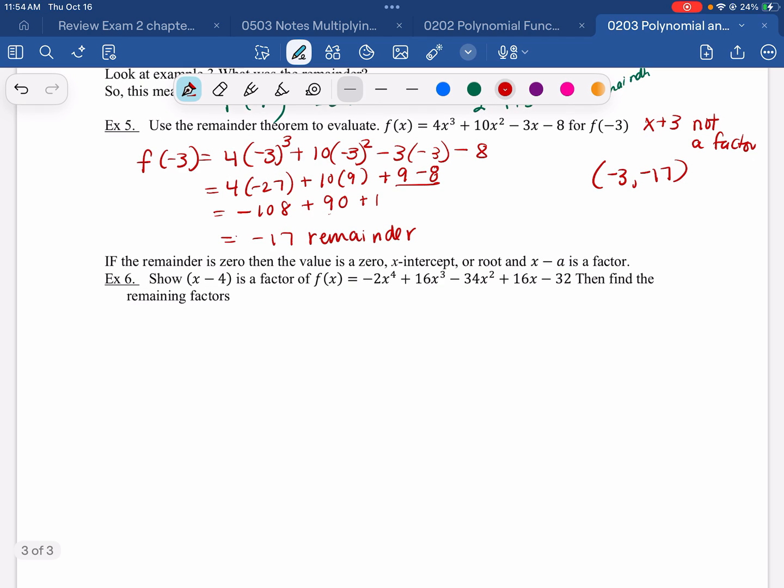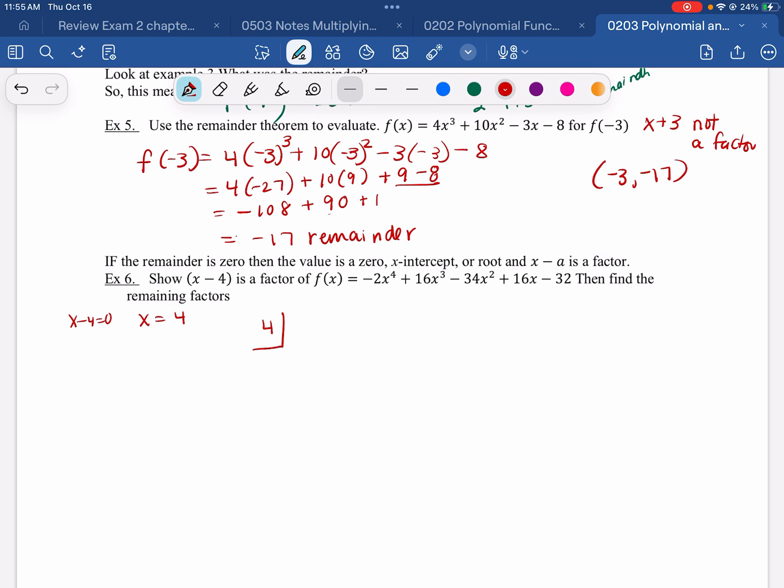So if the remainder is 0, then the value is a 0, x-intercept, a root, and x minus a is a factor. So we want to show x minus 4 is a factor. So what do we do? We do x equals 4. Okay, x minus 4 equals 0. So I'm going to put 4 in my box. And I'm going to do my synthetic division because it's a binomial, and it's a degree of 1.